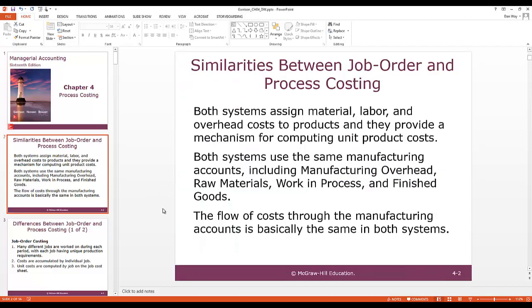So with that in mind, there are some similarities between job order costing and process costing. Both systems assign all of our material, labor, and overhead costs to products, and they also give us a mechanism for coming up with unit product costs. Both systems do use the same manufacturing accounts, so that's our manufacturing overhead, raw materials, work in process, and finished goods. And the flow of costs is basically the same through both of the systems, and we'll definitely highlight the differences as we go.